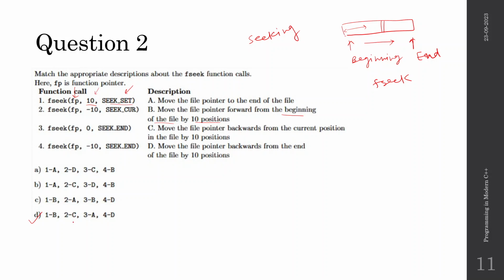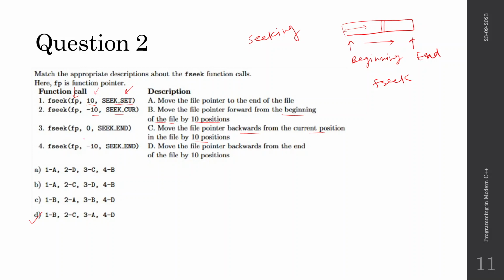The next one is 2C. 2C means that here you can see -10 and SEEK_CUR. So this means that move the file pointer backwards from the current position by 10 positions. So wherever the file pointer is, you move it back by 10 positions.